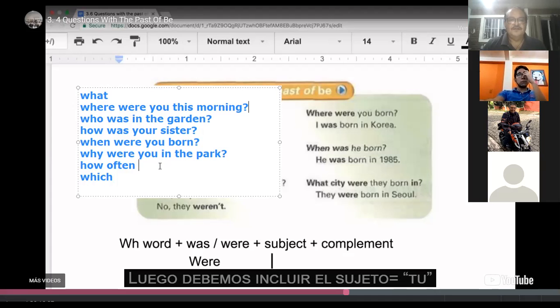How often were you sick? Que a menudo enfermabas, right? How often were you sick?